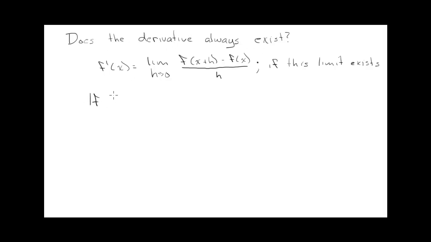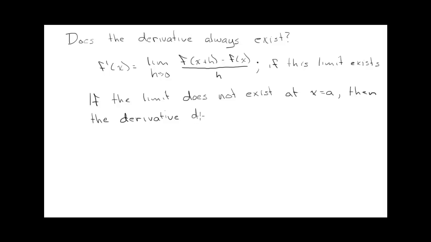So if the limit does not exist, and usually it won't exist just at a specific point, at a specific x value. So it might exist at certain x values on a function, but not at others. At x equals a, the derivative won't exist, but just at that point. So it's possible that the derivative exists at some points for functions, but not at others.